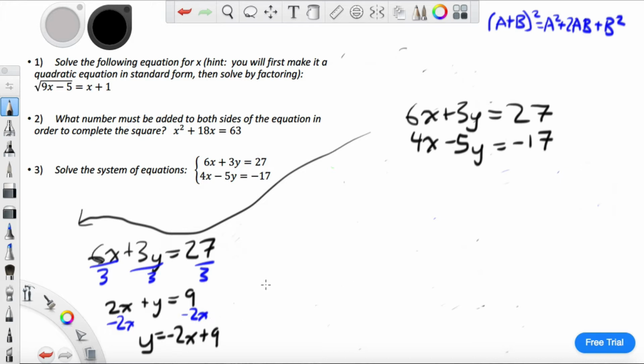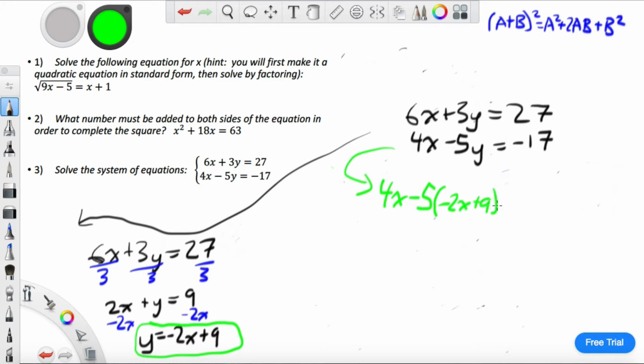Now, why did I do that? Because now I'm going to take this equation and say 4x minus 5y, and y equals negative 2x plus 9. So I'm going to put 4x minus 5 times (negative 2x plus 9) equals negative 17. Why would I do that? Because I no longer have a y in this. I only have x's in this, right?